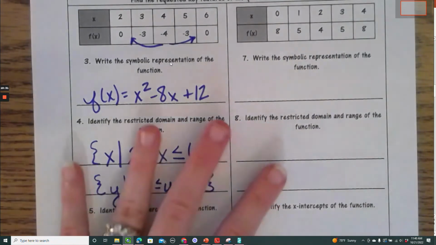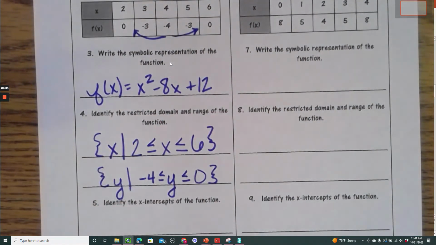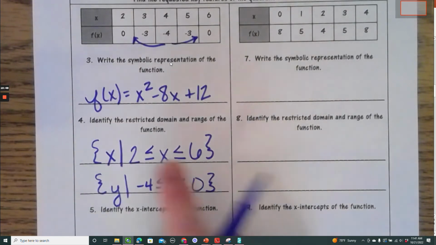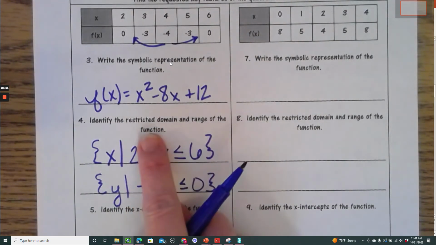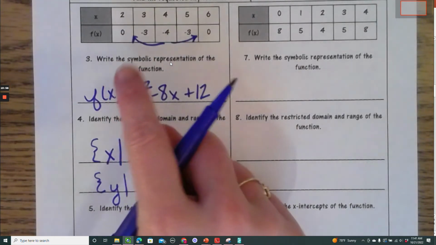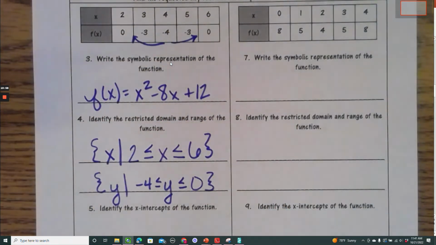So remember, restricted domain and range is talking about just the values in the table. Sometimes, and on Mondays they'll say that, write the domain of just the table. That's when you would write it as a list: 2, 3, 4, 5, 6. If it's telling you to write it of the function, so this is the restricted domain and range of the whole function, that's using the data in the table, but still taking into account the values in between. So there are a lot of different ways that this can be worded.